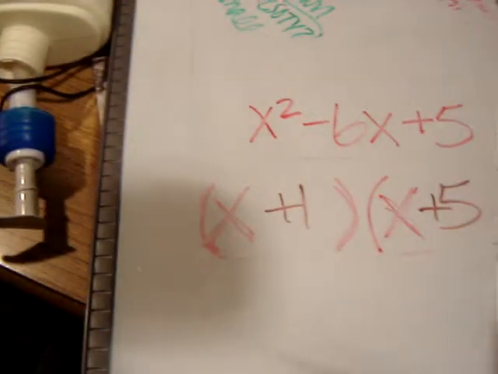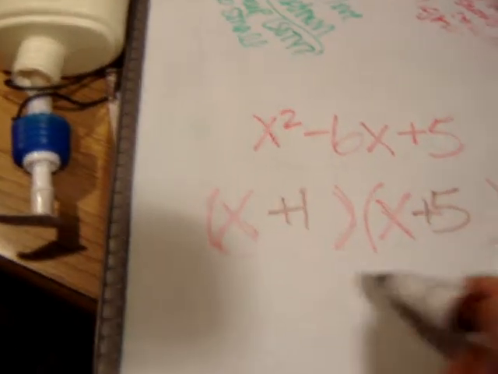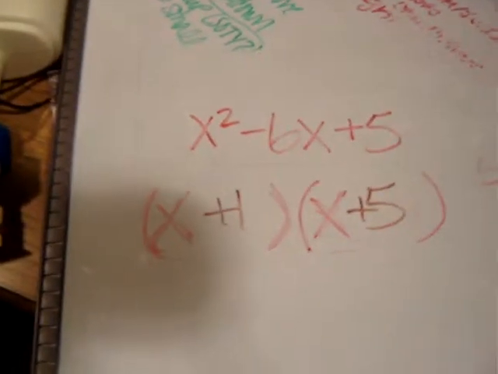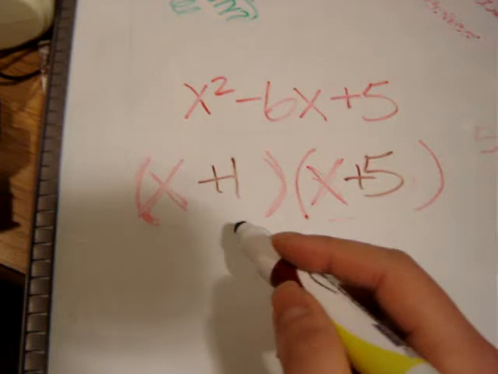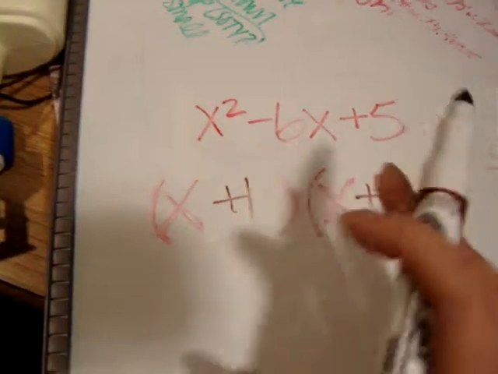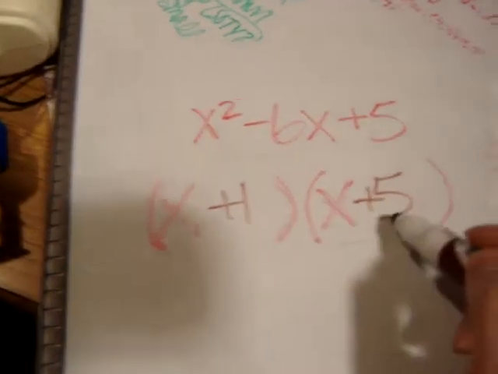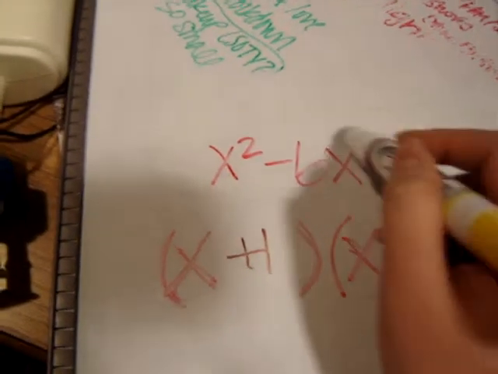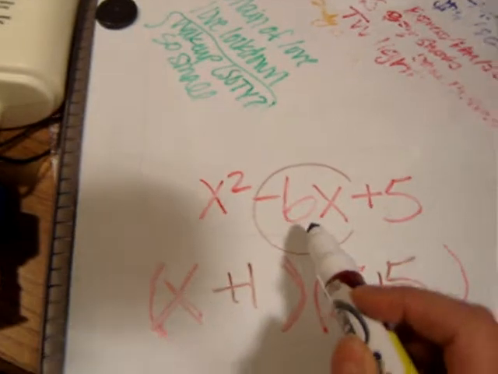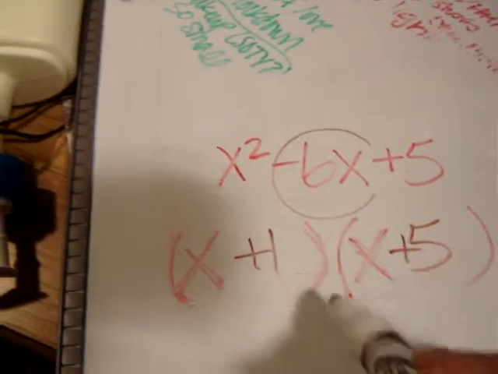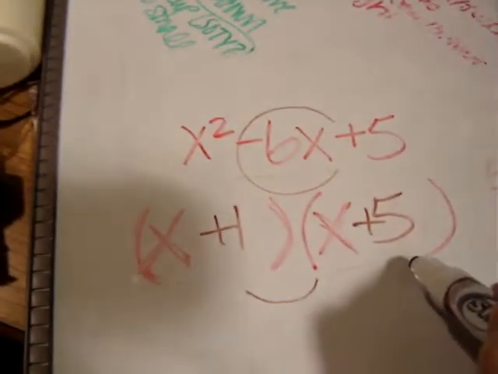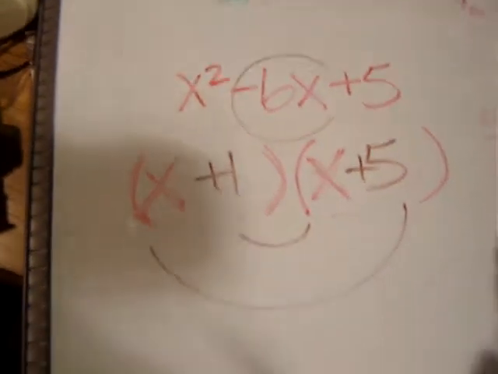But it can't be positive and negative, because every time you multiply a positive and a negative number, you get a negative number. So it has to be all positive or all negative. And to figure out which one it is, you look at the middle. How do you figure that out? You multiply these two numbers and then these two numbers and then add them together.